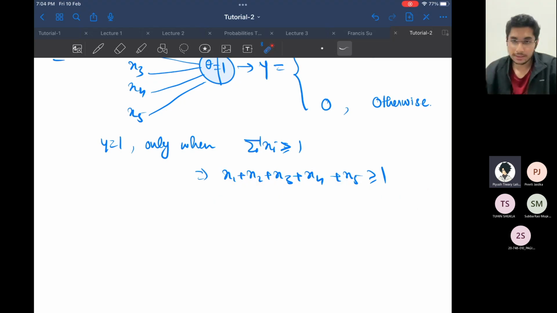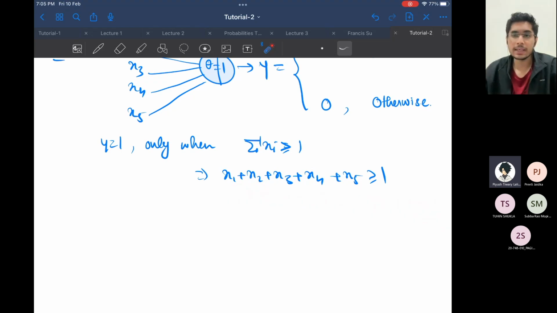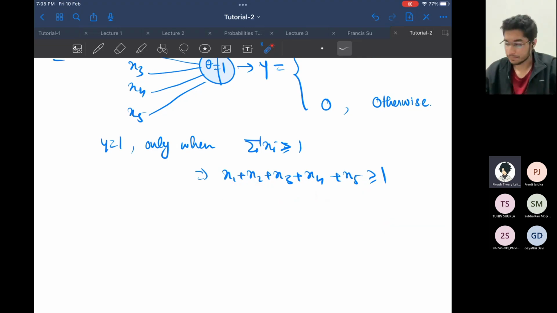If more than one xi is 1, so let's say these two are 1 and the rest of them are 0, then the sum will be equal to 2, which is again greater than or equal to 1, so y is equal to 1. We are happy with this as well. But if we have any case in which all of them are 0, the sum will be 0, and hence it won't be greater than or equal to 1. This would imply that y is equal to 0. I hope you can see these things, and I hope I am clear. If I am not clear, then maybe just unmute yourself and ask questions.